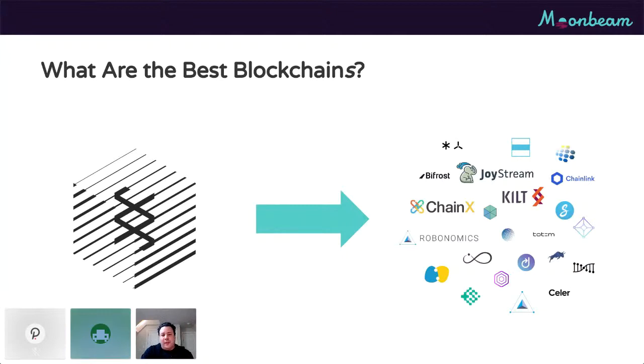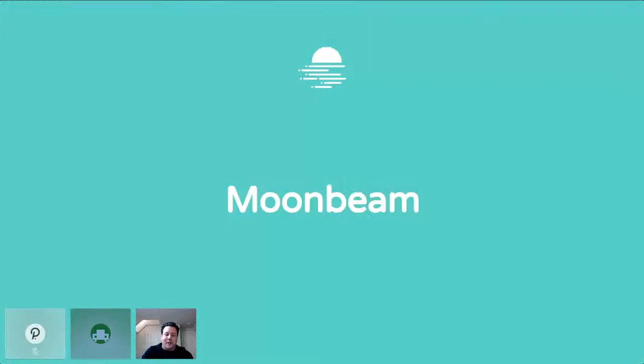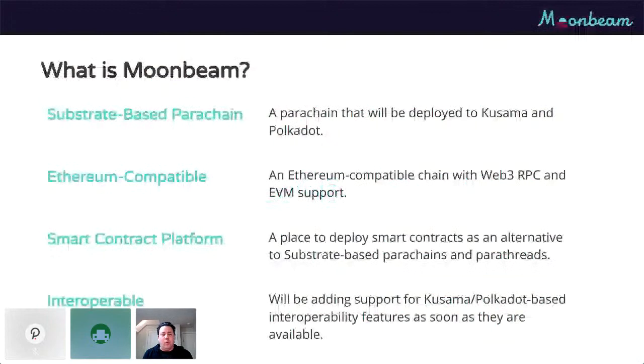So I think that's a little bit of background and context to be able to talk about our best blockchain. As Dan mentioned, the project is called Moonbeam. And just a little bit of background on what it is. It is a Substrate-based parachain. We do have plans for Kusama and for Polkadot. The main feature set of Moonbeam is that it is an Ethereum-compatible smart contracts parachain.